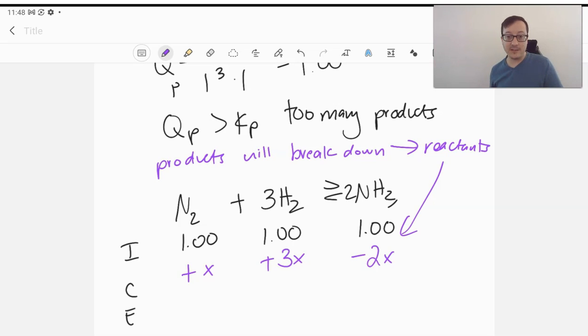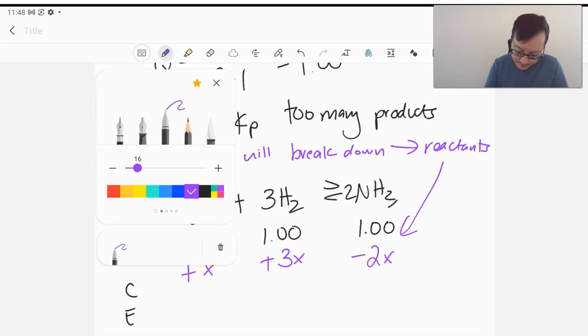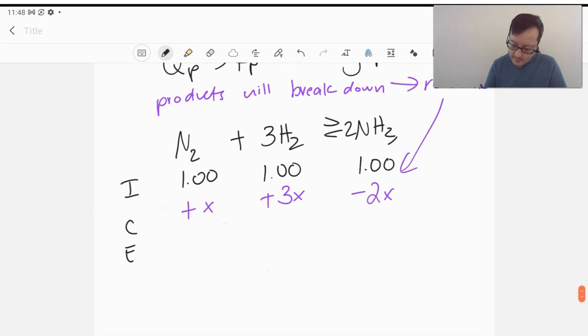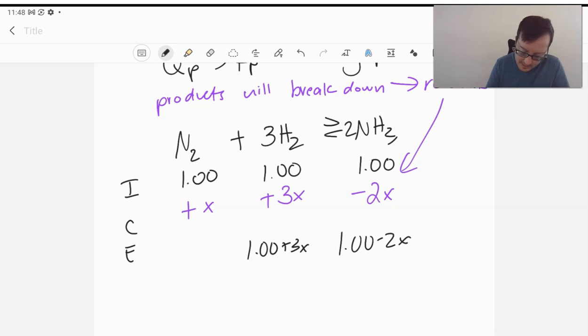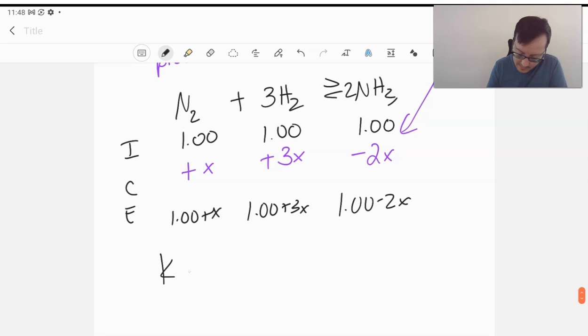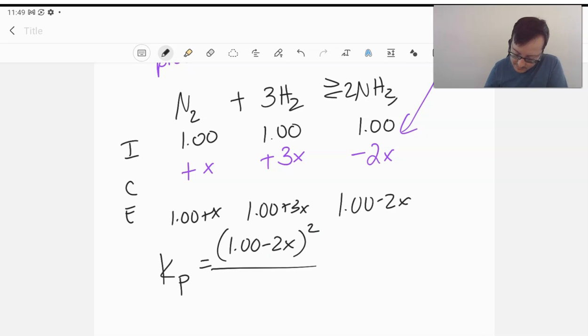And if we were so inclined, we could then solve this for x. We could figure out what the equilibrium concentrations would become. And in fact, we should do that. Why not? So we get 1 minus 2x, 1 plus 3x, 1 plus x. Painful calculation, but we'll do it. We know that Kp, remember Q will just tell us the direction of the reaction. The Q tells us that the reaction is going to go in reverse, making reactants again. So we have to set up our equilibrium expression.